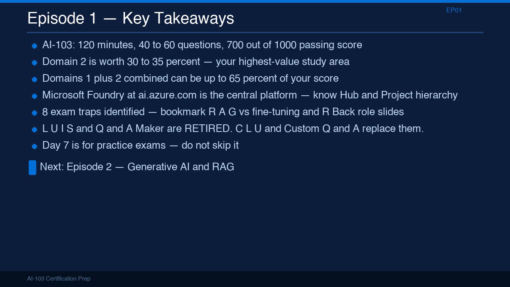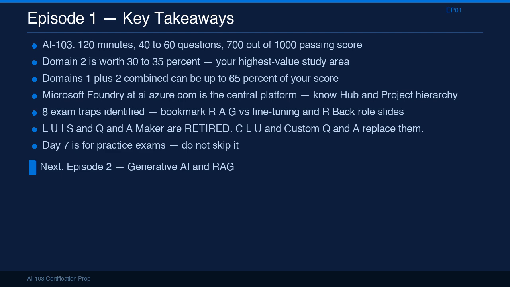Microsoft Foundry at ai.azure.com is the central platform. Everything in this exam lives there. Understand the hub and project architecture. Review the 8 exam traps before test day. In particular, RAG versus fine-tuning, managed identity versus API keys, and the RBAC role confusion.